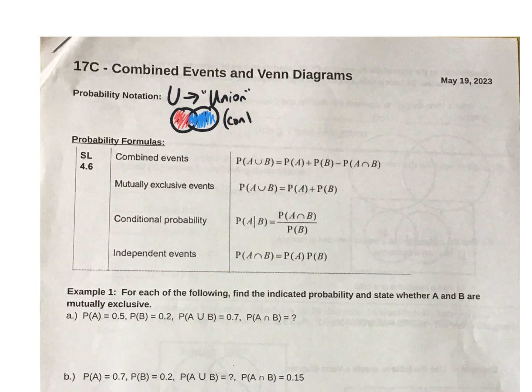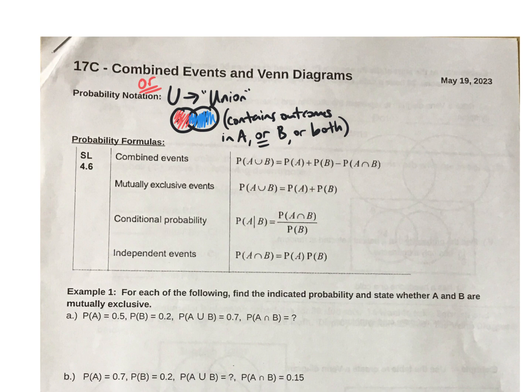So this contains outcomes in event A or in event B or both, meaning the overlapping section there. So you really specifically want to look for the word or when we're referring to a union.